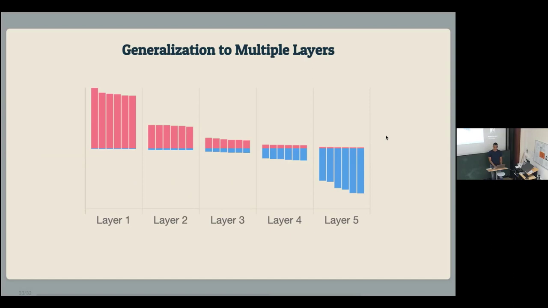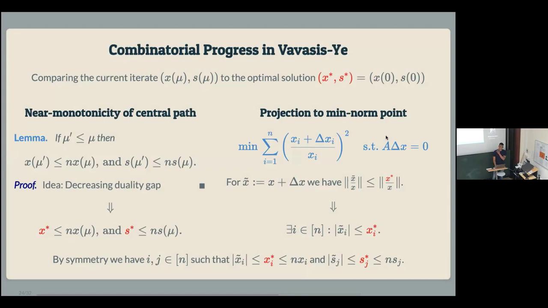Okay, now we saw why this is intuitively the right thing to do, but we didn't see why that should terminate in finite time, or in general, have a good runtime. And here the main ideas are two: why this makes sense and why it converges relatively quickly. So one is, in the analysis, what you need is near monotonicity on your central path. That is, you have some iterate mu, and for the future iterates mu prime, you have the property that the variables cannot really increase, only by a factor of n. And this is essentially clear by the fact that you reduce the duality gap all the time.